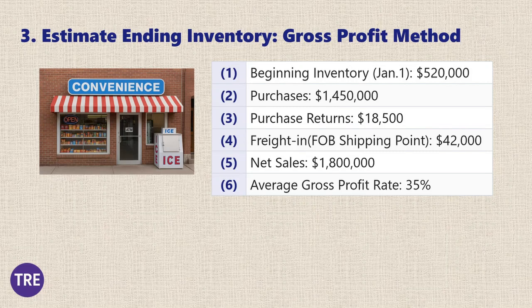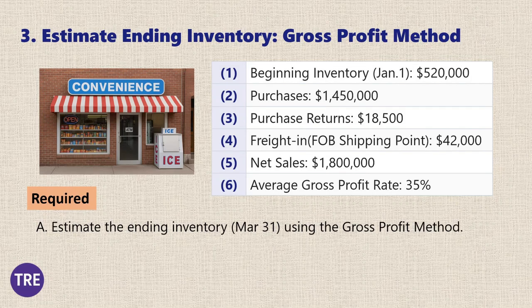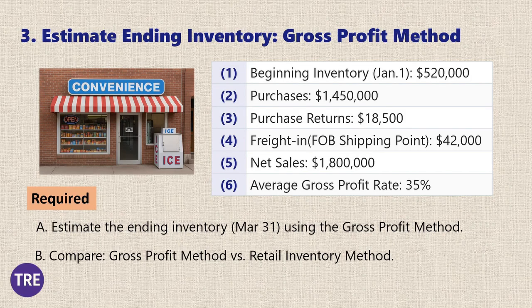The store reported net sales of $1,800,000, and its average gross profit rate is 35%. Your task is to estimate the ending inventory at March 31st using the gross profit method. Then, in Part B, we'll compare this approach with the retail inventory method to see how the two differ in purpose and accuracy.